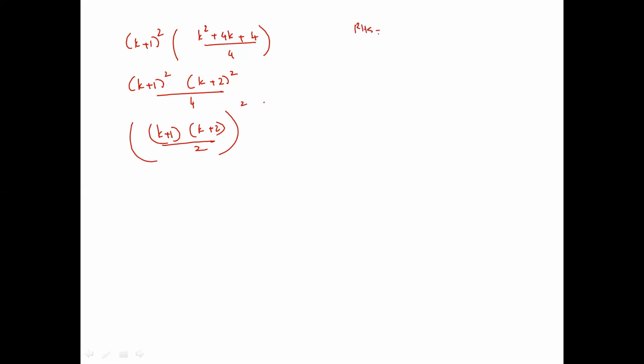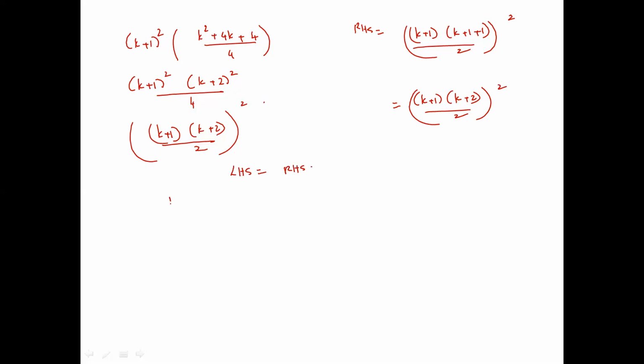But on right hand side, when I put n as k plus 1, I will have k plus 1 into k plus 1 plus 1 by 2 whole square. That is k plus 1 into k plus 2 by 2 whole square. Because left hand side is equal to right hand side, I can say P of k plus 1 is also true. So by principle of finite mathematical induction, P of n statement is true for all n belonging to set of natural numbers.